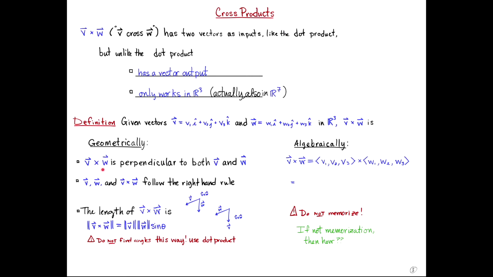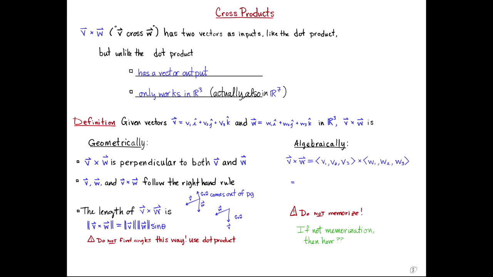V cross W is perpendicular to both V and W, and the three vectors V, W, and V cross W follow the right-hand rule. Imagine vectors V and W lying in the plane of your paper. Lay your hand perpendicular to the plane with the edge of your hand lying along V and curl your fingers towards W. Your thumb should be pointing straight up, telling us that V cross W is coming out of the page.